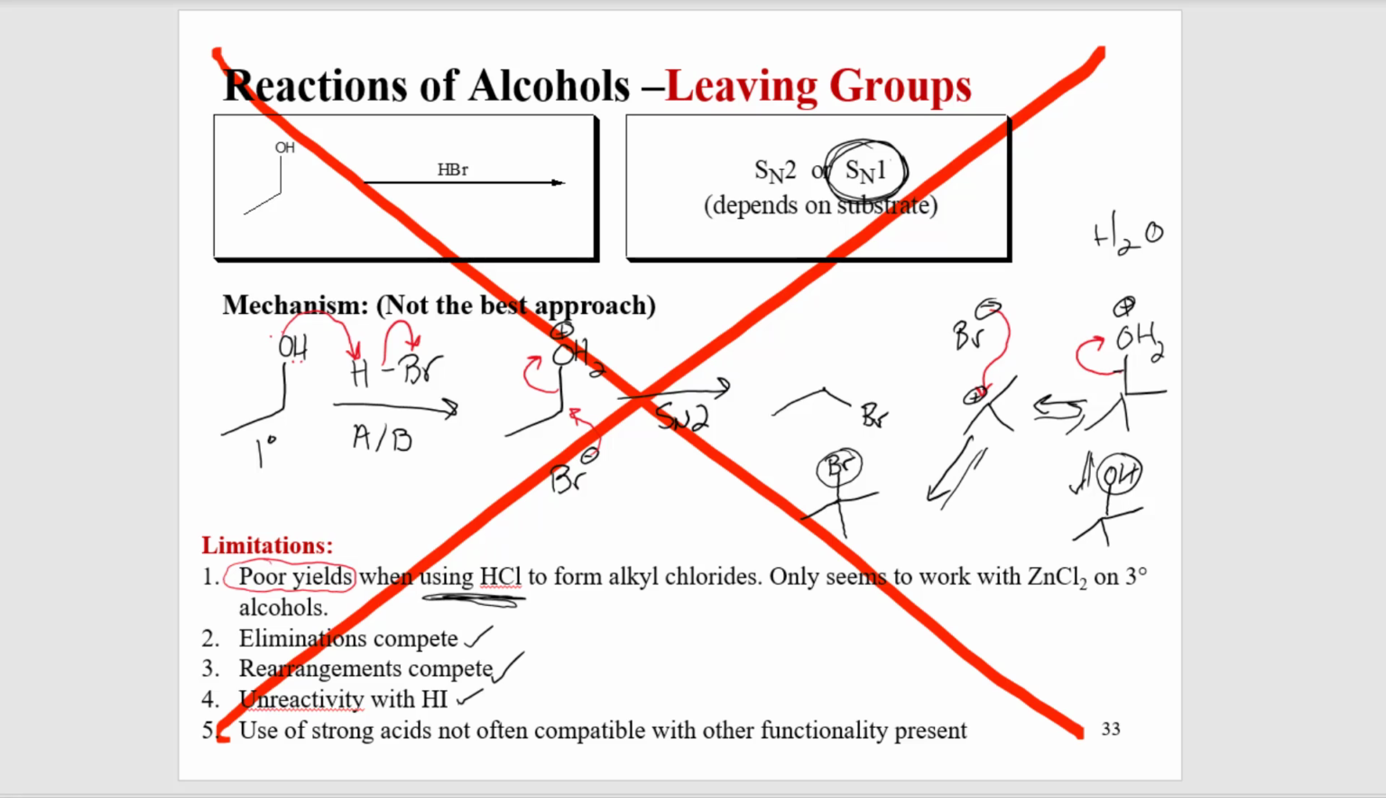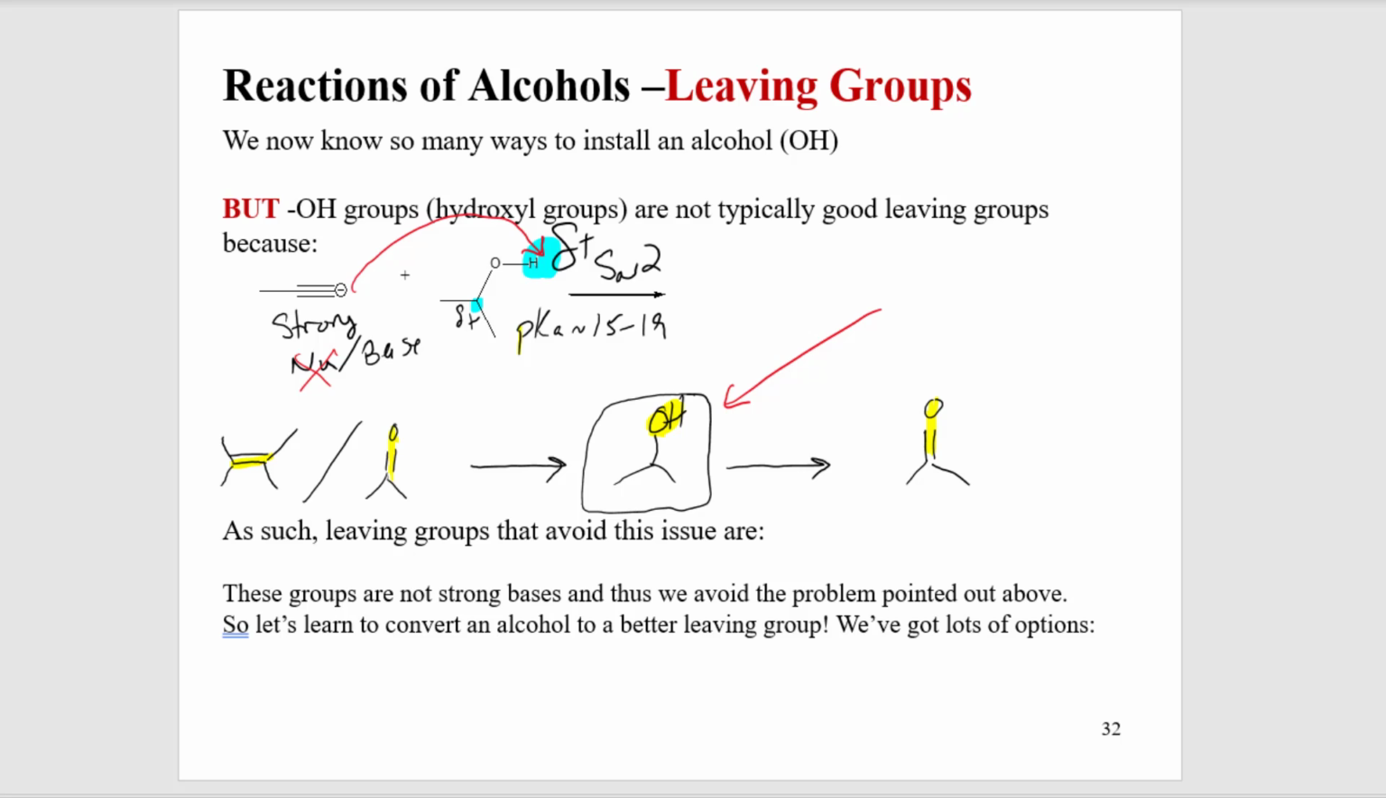But I do want you to think about the product that we're trying to attain. We're trying to convert the OH into a better leaving group, like a bromine, right? So at the end of the day, leaving groups that avoid these protic issues are things like chlorine, bromine, and iodine. They don't have a proton, so they're not going to compete with acid-base chemistry. So what I want to focus on now are practical ways of converting your alcohol into a halogen, because we already know that those are good leaving groups.